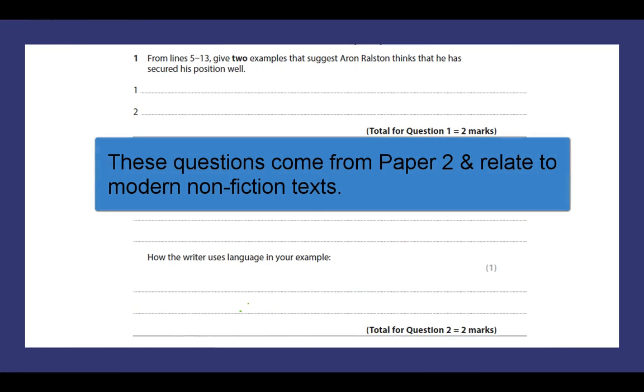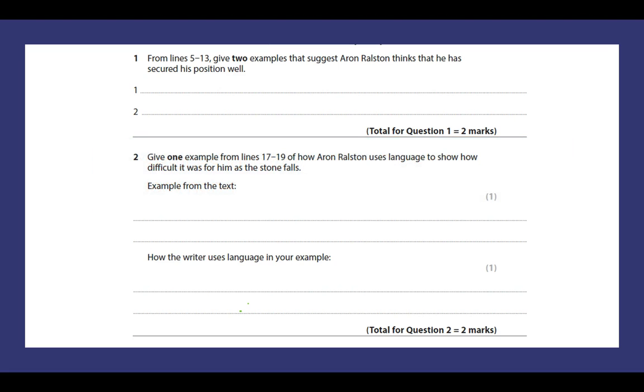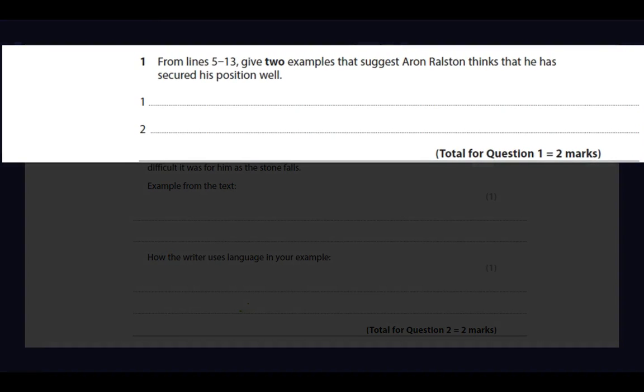Okay, let's turn our attention now to paper 2 for the Edexcel 9 to 1 exams, and on your screen you can see typical questions 1 and 2. Now these are worth 2 marks each, and you can see they are slightly different from the question 1 and 2 examples from paper 1 that we just looked at for the 19th century prose paper. So if we look at question 1 for this, again we are given a very narrow line reference, lines 5 to 13. This time we are asked to give 2 examples.